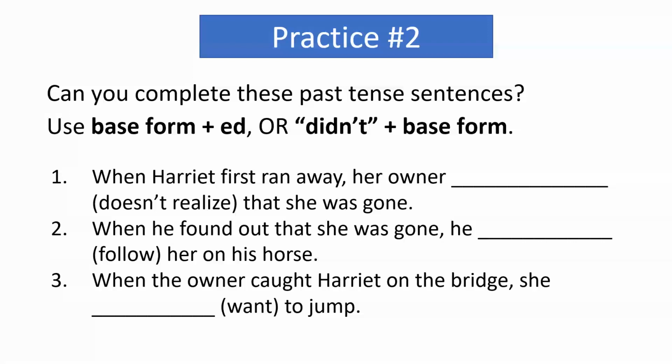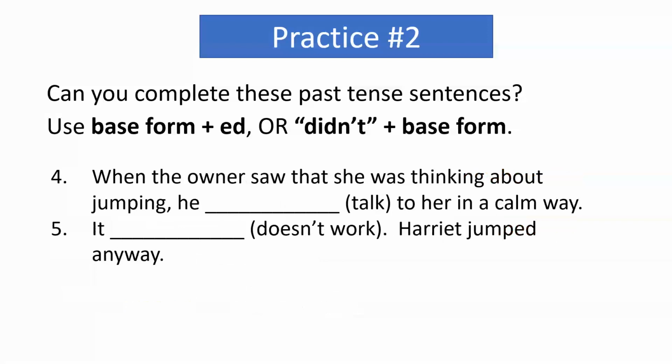Ready to check? When Harriet first ran away, her owner didn't realize that she was gone. When he found out that she was gone, he followed her on his horse. When the owner caught Harriet on the bridge, she wanted to jump. 2 more. Pause the video to write these answers.